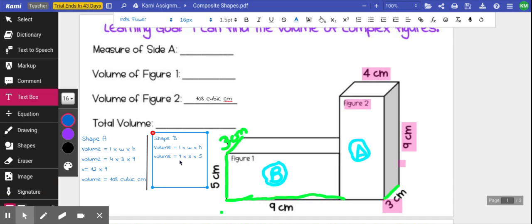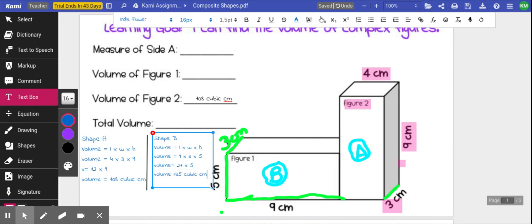We can see that 9 times 3 equals 27. And then we'll write down 27 times 5. Then we'll do the calculations for 27 times 5, and we will see that 27 times 5 gives us 135. So shape B's volume is 135 cubic centimeters.